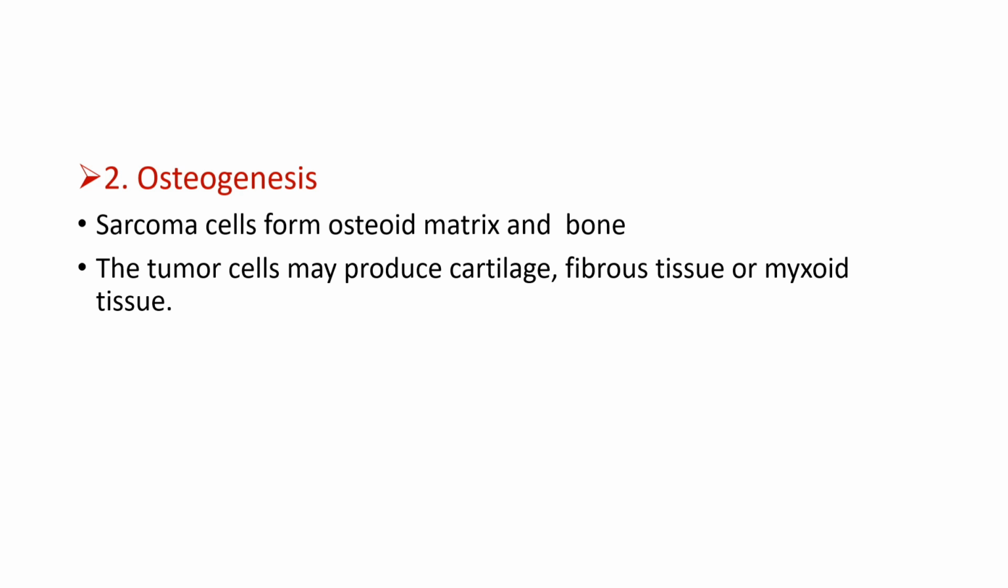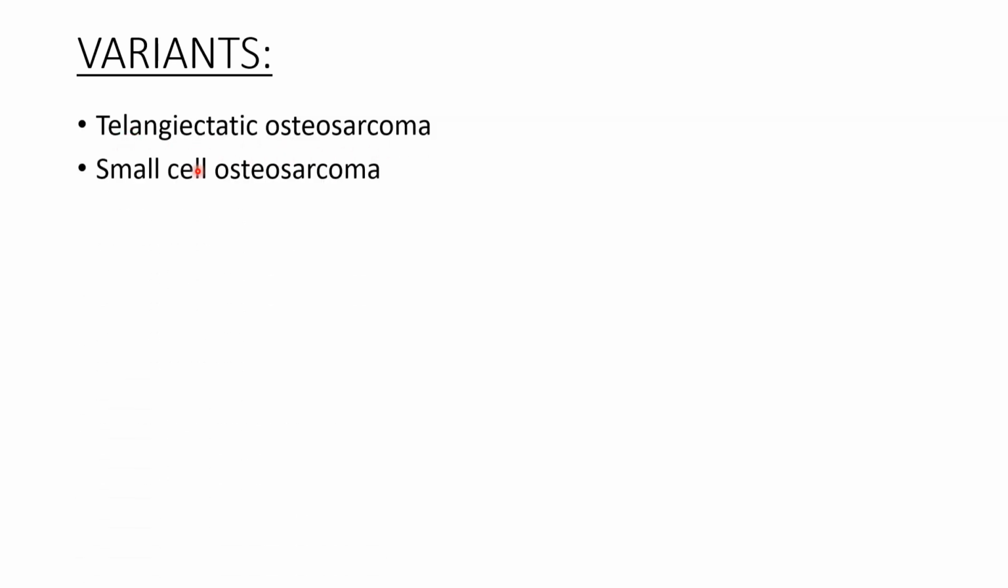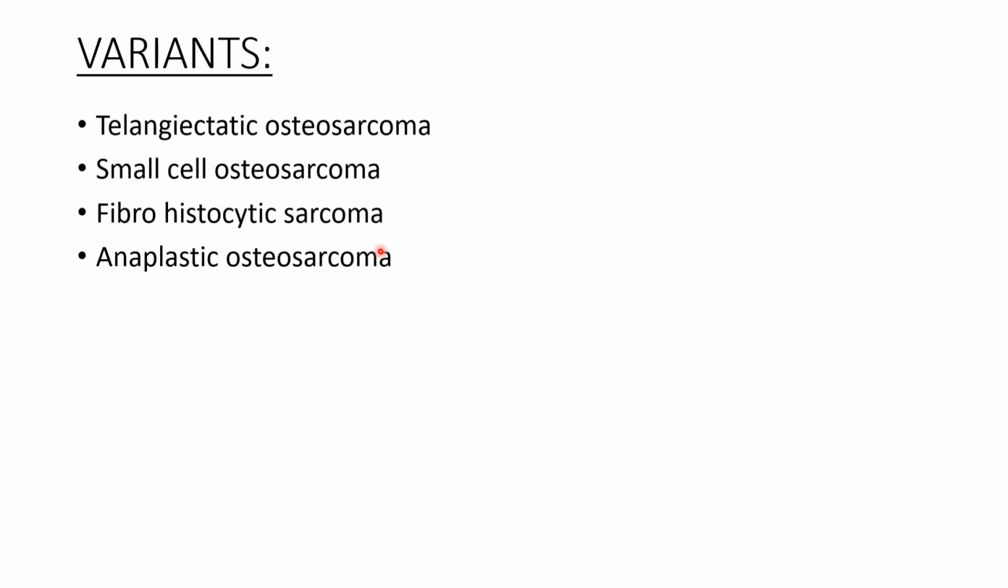If we see about the osteogenesis capacity of the sarcoma cells, they form osteoid matrix and bone cells. The sarcoma cells also may produce cartilage cells and fibrous tissue, or both cartilage and fibrous tissue, which is nothing but the myxoid tissue. Completing the morphology, let's move on to the variants. The first comes the telangiectatic osteosarcoma, next comes the small cell osteosarcoma, and the fibrohistiocytic osteosarcoma, anaplastic osteosarcoma, and the well differentiated form. We are not going to discuss deeply into this, and let's move on to the surface osteosarcoma.